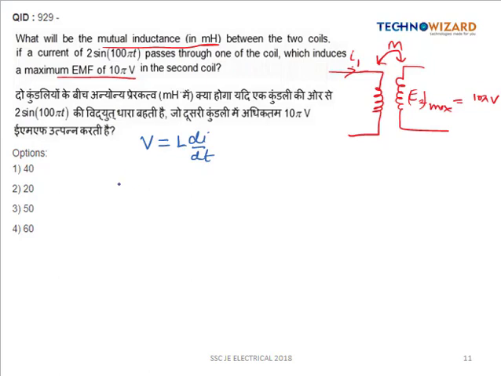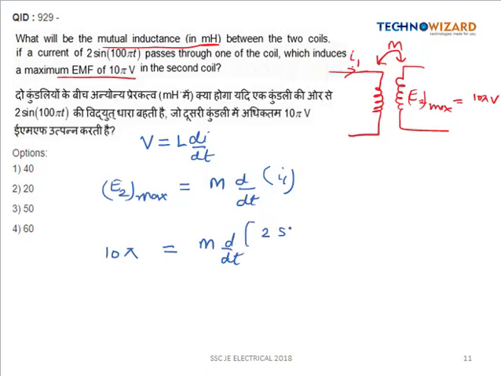So E2 maximum, which is the EMF induced in the second coil due to the mutual induction, will be equal to M d by dt of I1, because of the current flowing in coil 1. E2 maximum is given as 10 pi, and we have to find the value of M. I1 is 2 sine 100 pi t. So let us differentiate. This will be 10 pi equal to M into 2 cos 100 pi t into 100 pi.